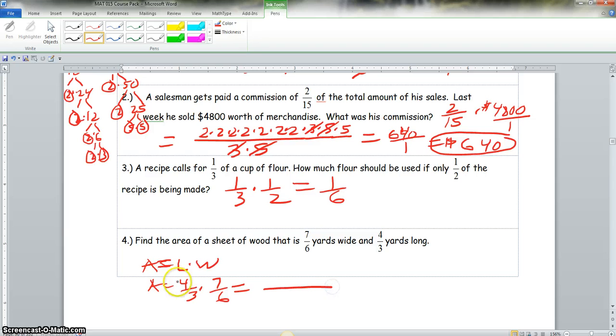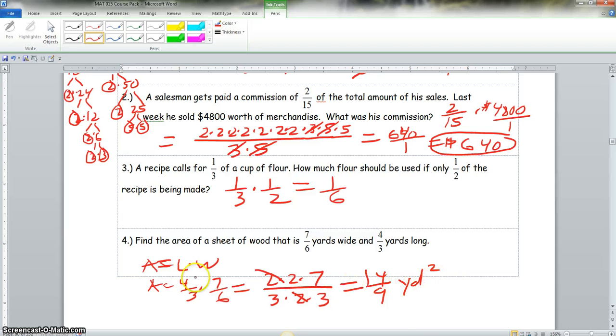Now we multiply like we would do any other fraction. We have 2 times 2 times 7, and we will have 3 times, the prime factorization of 6 is 2 times 3. Now we have 1 set of 2's that simplify out, and we will be left with 14 over 9. And it's 14 over 9 square yards. Now since we didn't start with a mixed number, and we were not asked to write this as a mixed number, this will be our final answer, 14 over 9 square yards.